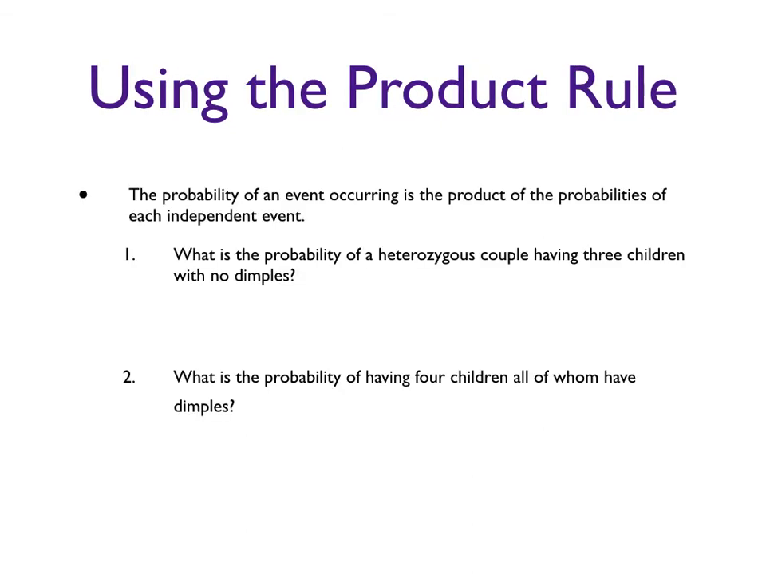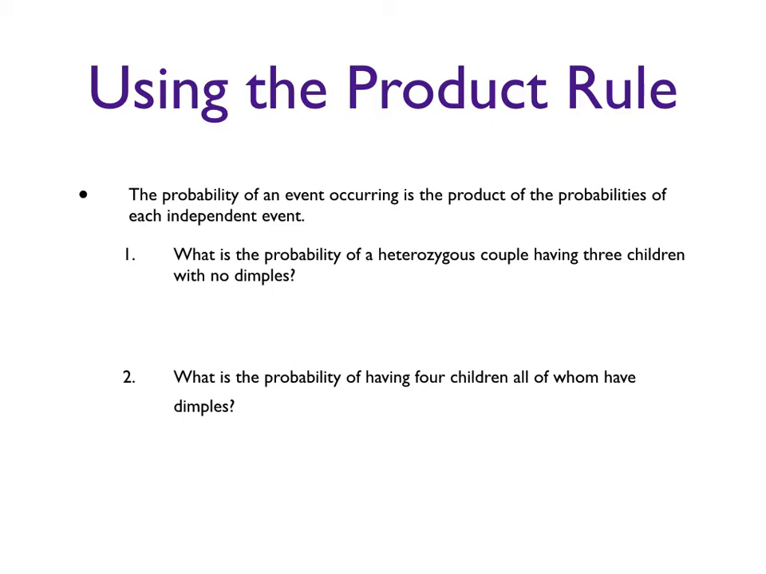Another important concept in genetics is something called the product rule, which is used to predict the outcomes of multiple pregnancies. The product rule says that the probability of an event occurring is the product of the probabilities of each independent event. Let's work through the first question together. Okay, question 1 says, what is the probability of a heterozygous couple having 3 children with no dimples?